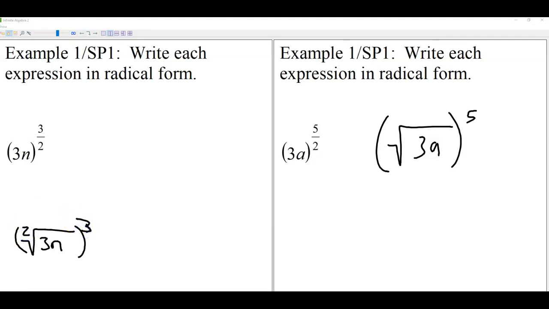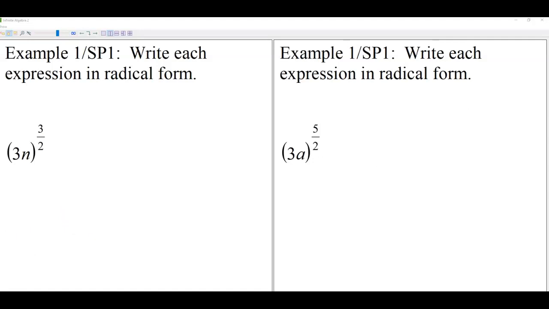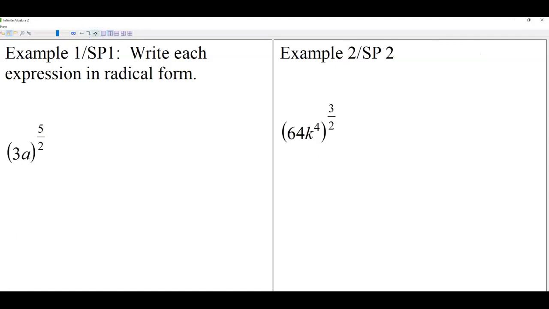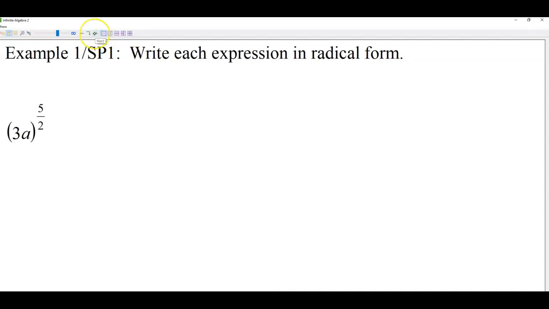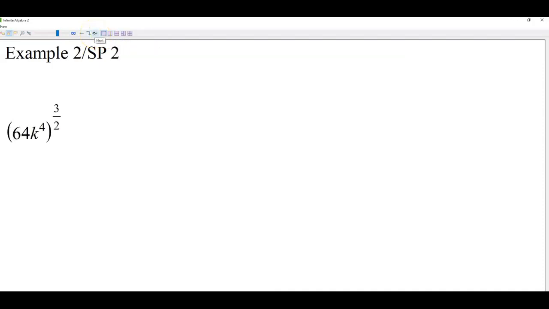All right. Let's go ahead and take a look at our next problem. So with our next problem, we're going to actually simplify it. We're not going to just rewrite it. We're going to find out what the answer is. All right. So go ahead and write down example 2. We'll call this A.